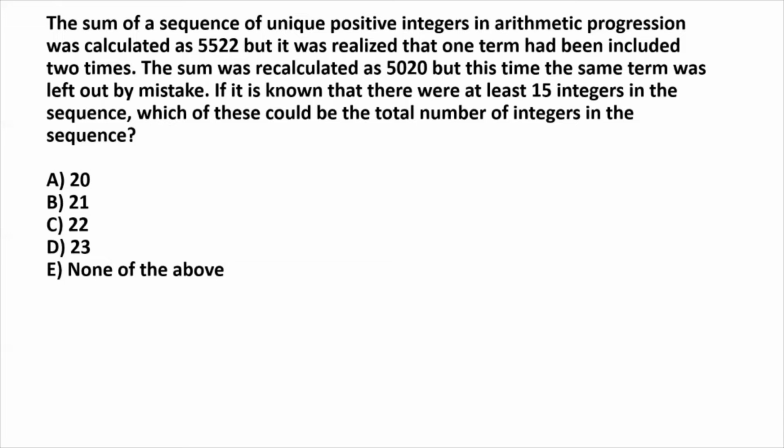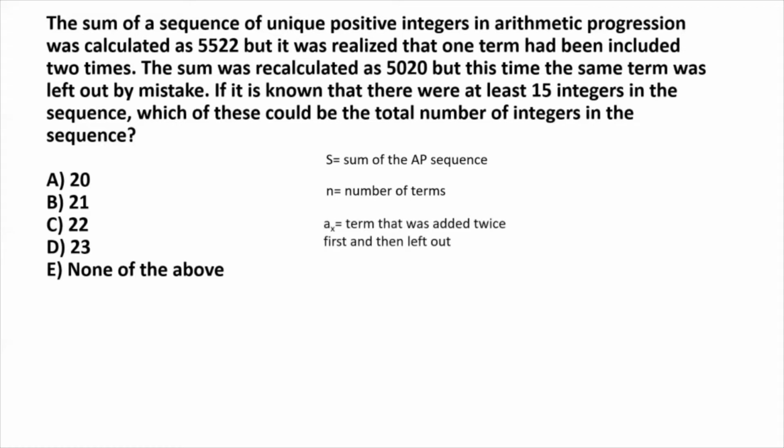So we begin by letting the sum of the AP sequence be S, and then assume that n is the number of terms or number of integers in the sequence, which is what we have been asked to find out. Now, from what is given here, assume that the term that was added twice first and then left out is AX, and in general A1, A2, A3, AN are the numbers in the sequence. So AX was that term, and we don't know what X is. We don't know which term was left out in the sequence. So that's why we have that unknown X here.